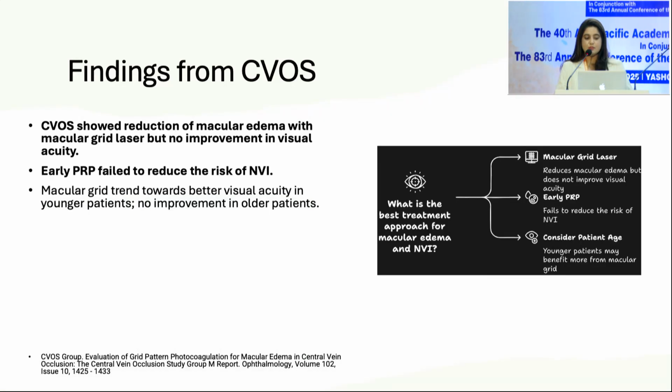The findings from the CRVO study showed that there was a reduction of macular edema with macular grid laser, but there was no improvement in visual acuity. Also, they found that early PRP failed to reduce the risk of neovascularization of the iris. They also said that the macular grid tended towards better visual acuity in younger patients, and there was no improvement in older patients, but it was clinically non-significant.